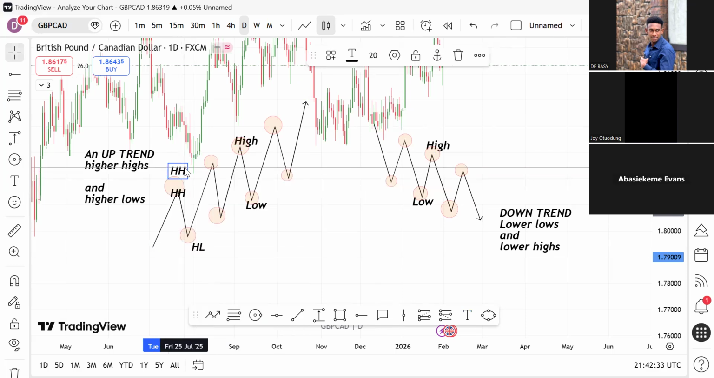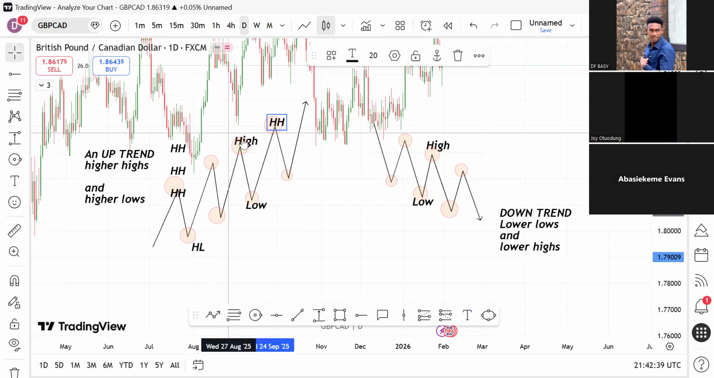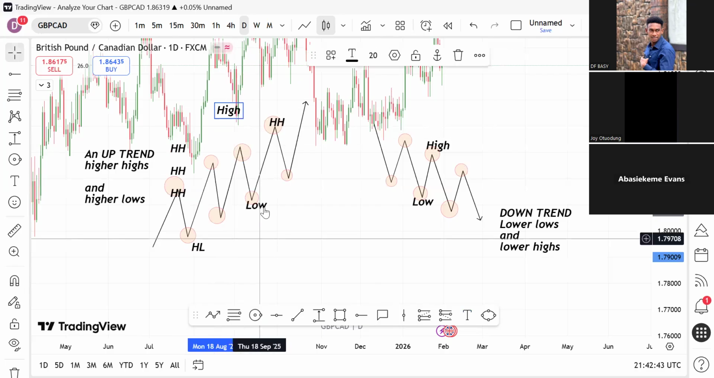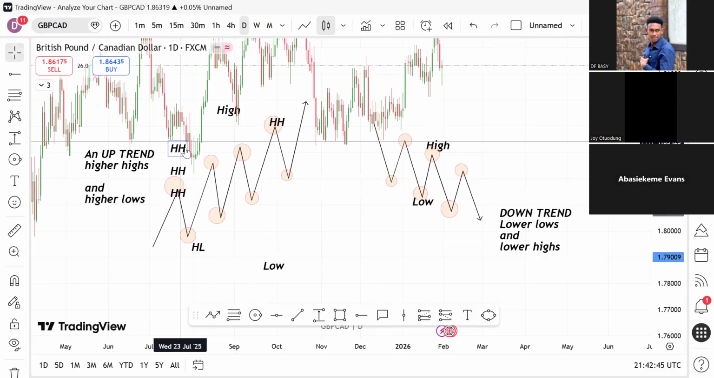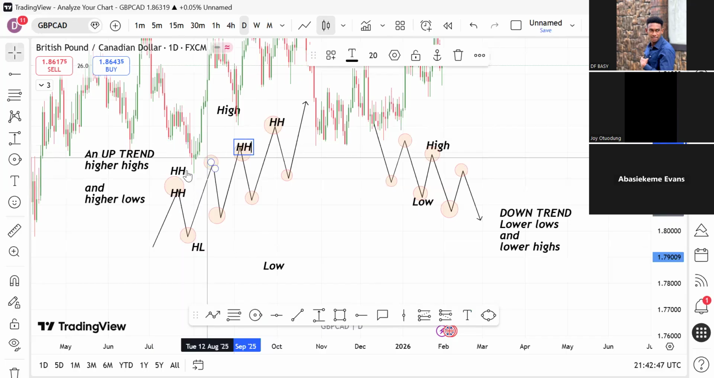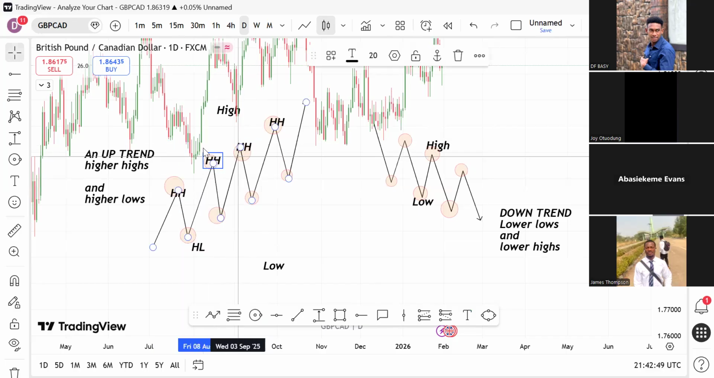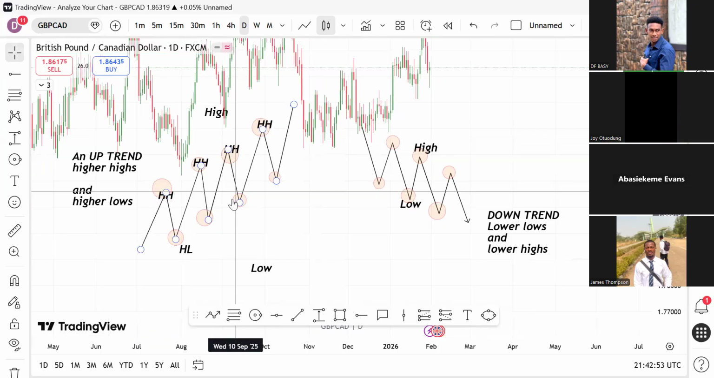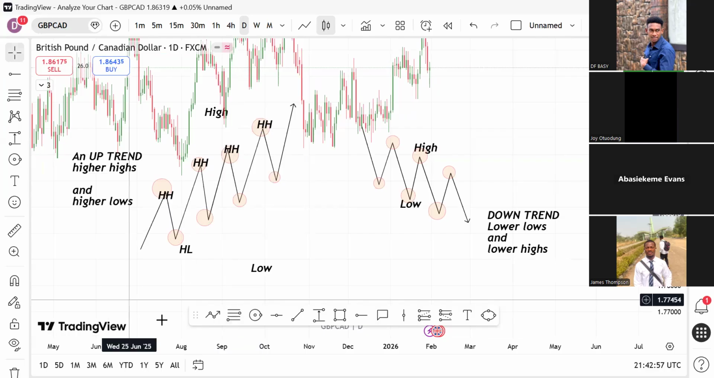Okay, hold on. So this is a higher high. Let me take out this high from here. So this is a higher high. This is a higher high, right? Higher high, higher high, higher high, higher high. It keeps on creating higher highs in an uptrend. Don't forget, this is an uptrend.